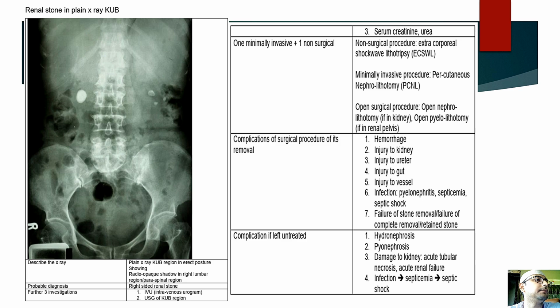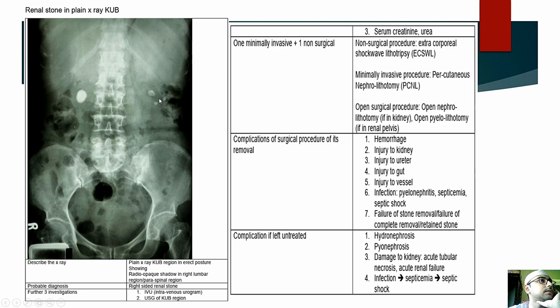This is an X-ray of the abdomen, also showing part of the pelvis, bladder and kidney. So this is the KUB X-ray. This shows the KUB region in erect posture, with a radio-opaque shadow in the right lumbar region. Here you can see a rounded oval radio-opaque shadow in the lumbar region, in between L2 and L3, or along the third lumbar vertebra.